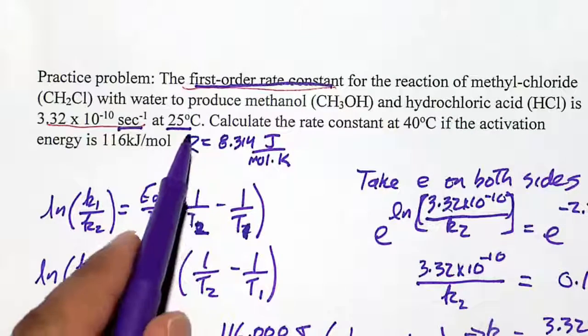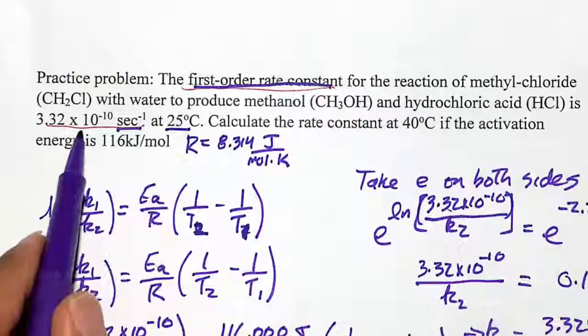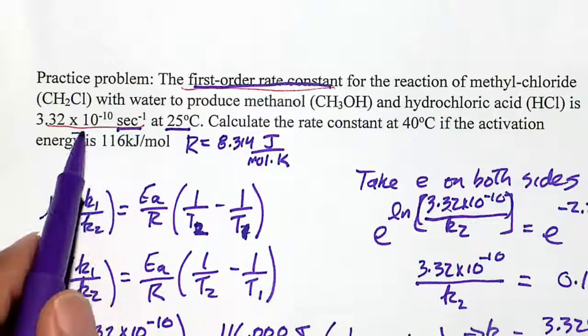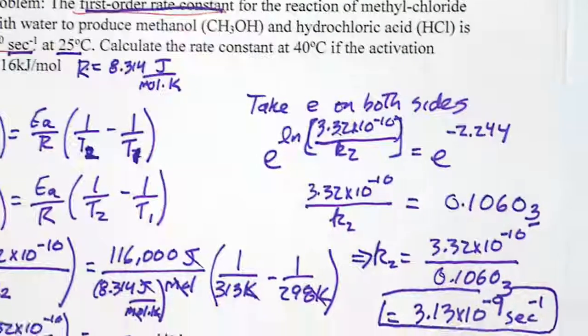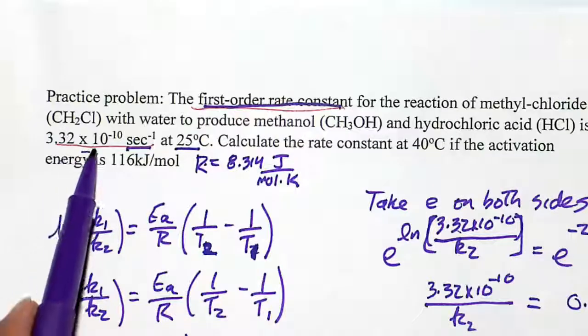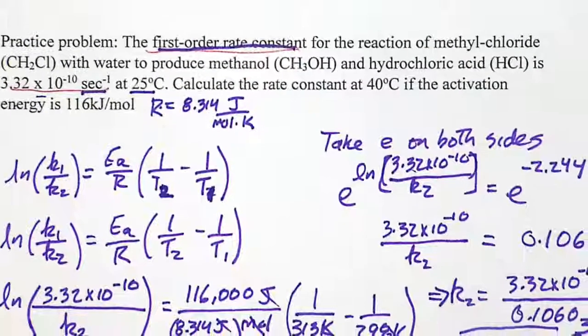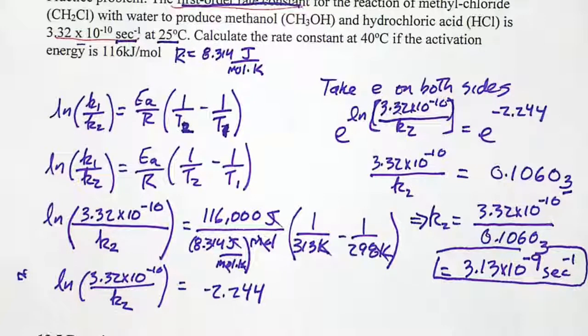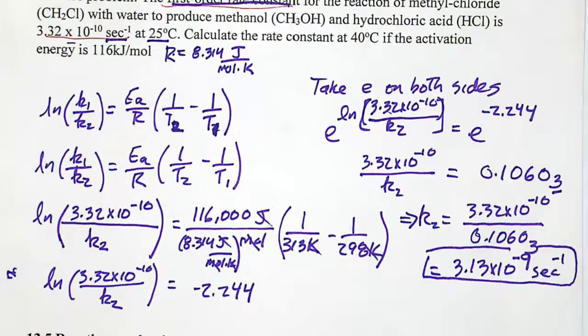At 25 degrees, my rate constant, or how fast the reaction proceeds, is 10 to the minus 10. I raised it from 25 degrees to 40 degrees, and my rate constant increases by an order of magnitude. 3.13 times 10 to the minus 9 at the higher temperature is 10 times faster than 3.3 times 10 to the minus 10. So again, increase the temperature, increase the constant. The rate constant is really directly related to the temperature. Raise the temperature, increase the rate constant, and henceforth increase the rate of the reaction.